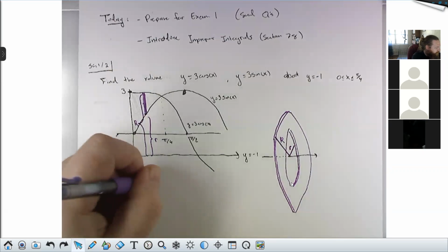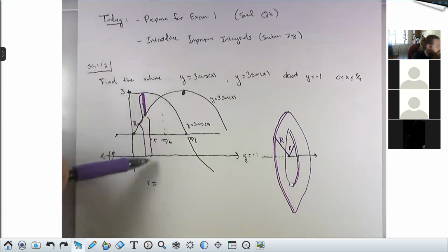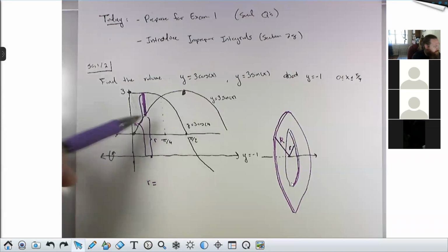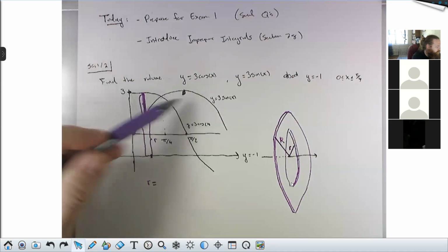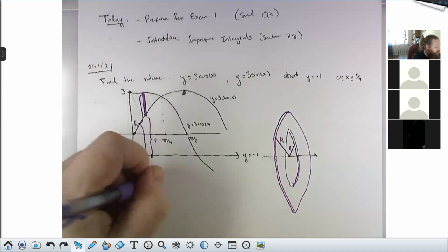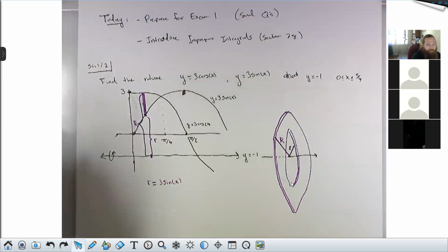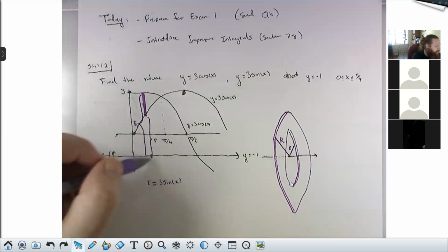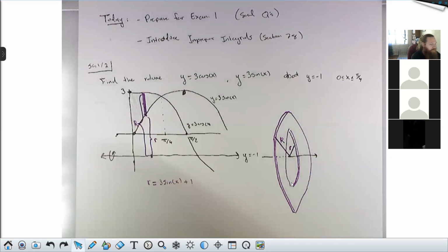So little r here is the vertical distance from this curve down to this axis of rotation, which is the y value here minus the y value here. The y value here along this curve is y equals 3 sine x. So the y value there is 3 sine x minus the y value down here, which is -1. So that's minus -1, which is +1.